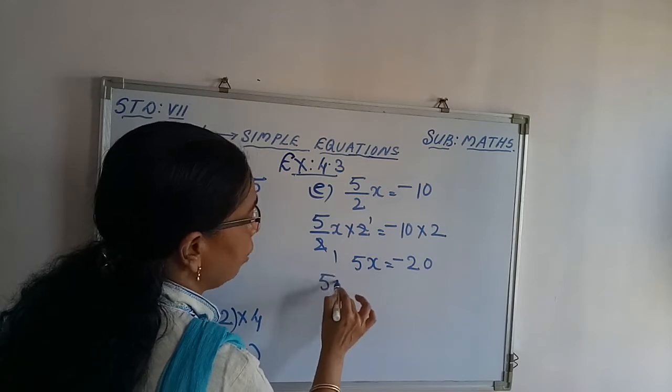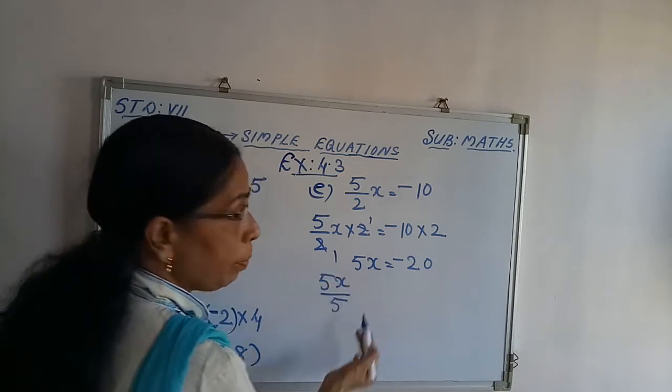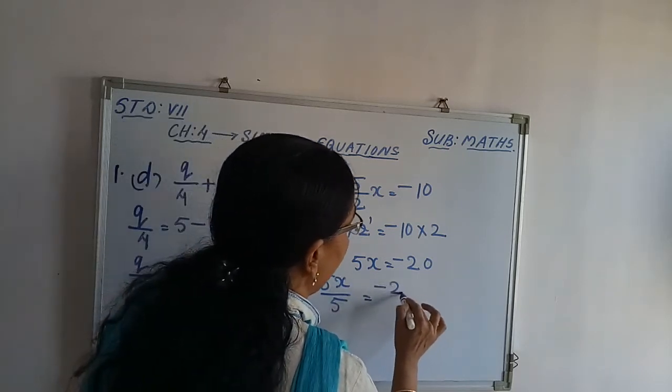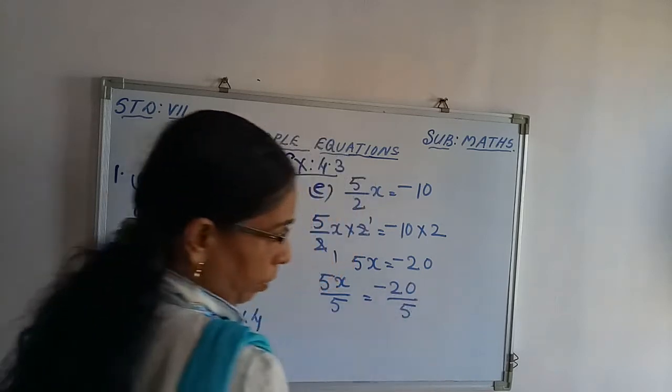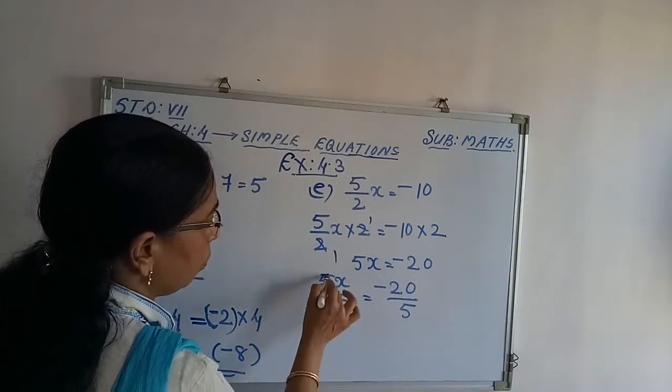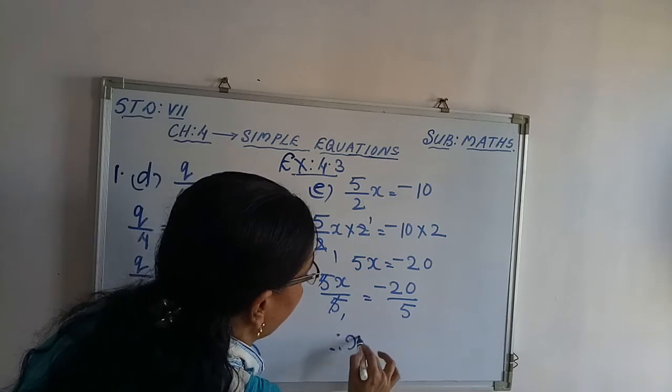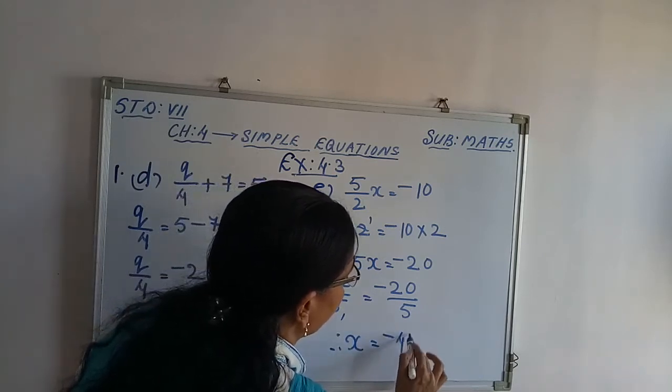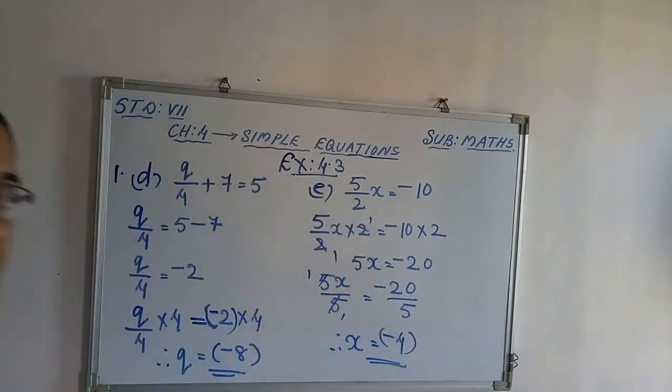Then divide both sides by 5. 5x upon 5 is equal to minus 20 upon 5. 5 and 5 here also get cancelled. We get, therefore, x is equal to minus 4. Then you will write, thus x is equal to minus 4 is the solution of the equation 5 upon 2 x is equal to minus 10.